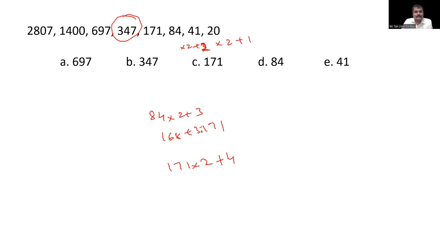Okay, 20 into 2 plus 1, 41. 41 into 2 plus 2, that is 84. 84 into 2 plus 3, that is got 171. 171 into 2 plus 4. Here 1 into 2, 2. 2 plus 4 equal to 6. But here 7 is there. So what is the answer? 347 is an odd number. Okay, 347 does not satisfy that sequence. So what is the wrong number? Wrong number is 347.